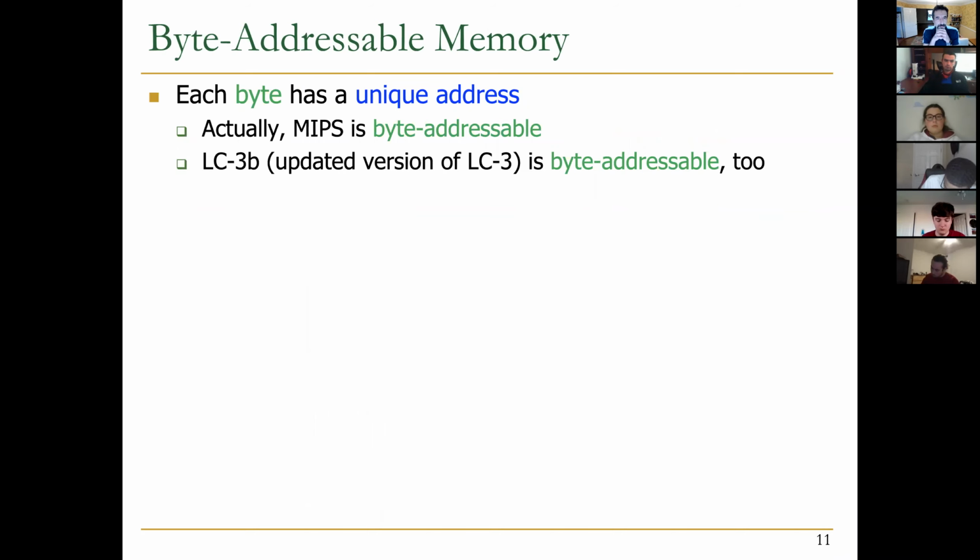Byte addressable memory: in a byte addressable system, each byte has a unique address. For example, MIPS is byte addressable, and so is one particular version of LC-3, which is called LC-3B. The original LC-3 is word addressable, but this extension, LC-3B, is byte addressable.